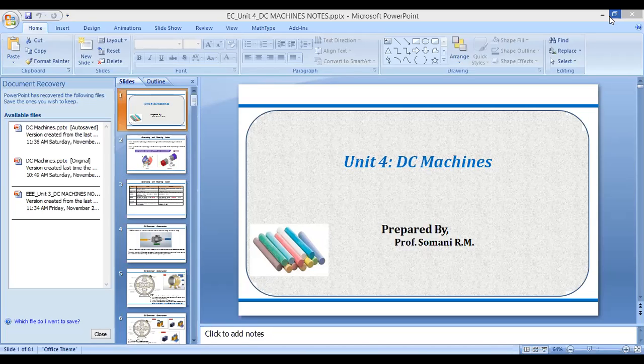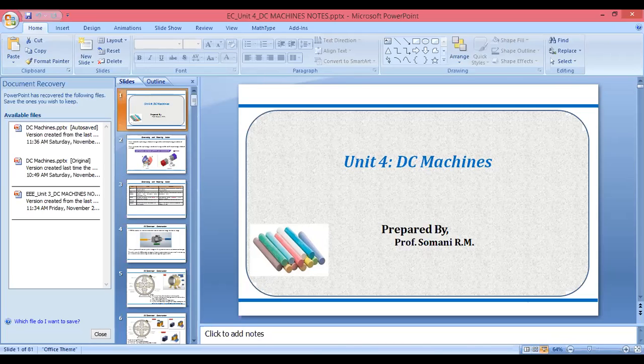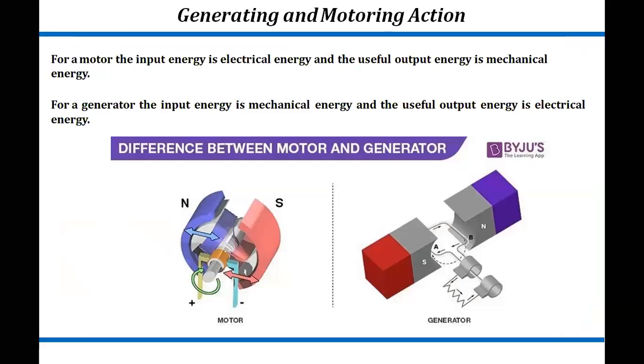So firstly, we will see how we are supposed to use a DC machine as a DC generator and how we are supposed to use a DC machine as a DC motor. If we are using the motor, we use electrical energy and we get the output in the form of mechanical energy. So we can say this device is a DC motor because it uses electrical energy and gives us mechanical energy.